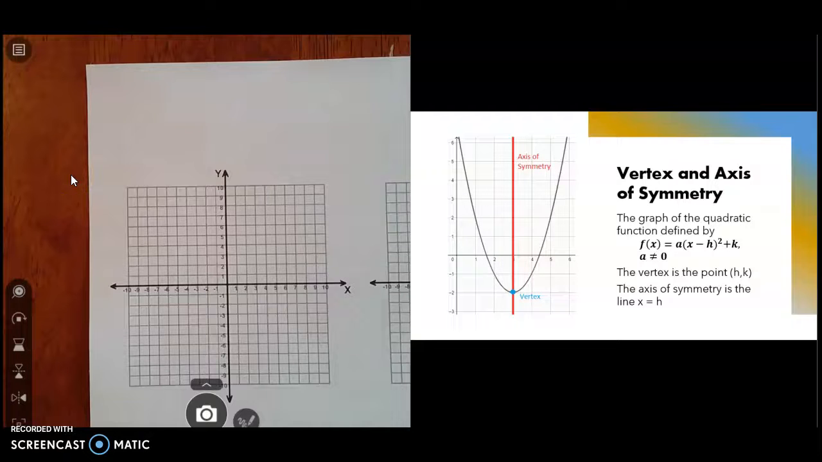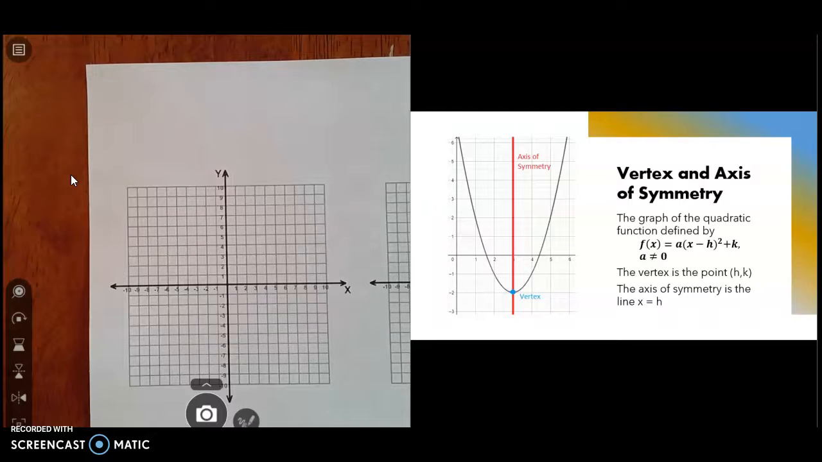Okay, welcome back to section 11.6. I want to talk about a couple of key features of parabolas, the vertex and axis of symmetry. So the vertex is the point where it kind of changes from going down to going up again. Some of your parabolas open up, in which case the vertex will be that very bottom point.